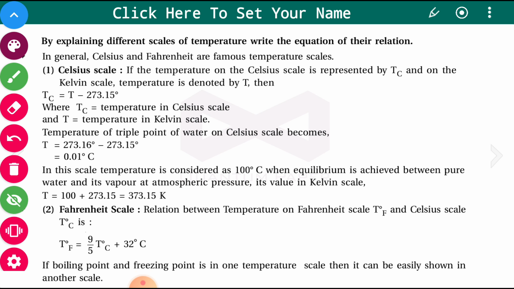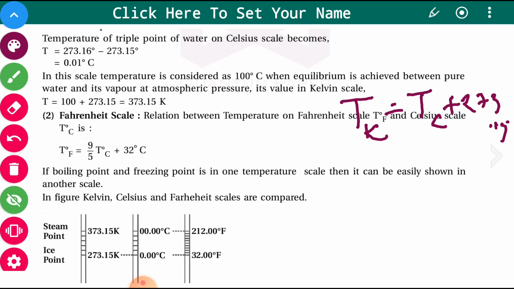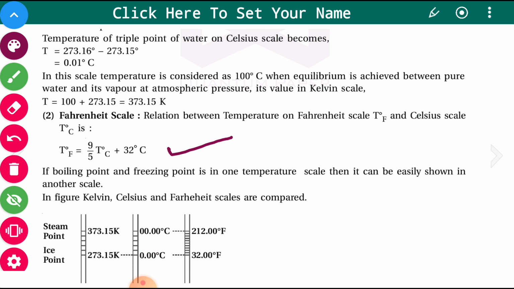If you want to convert the temperature to Kelvin, then temperature in Kelvin, Tk, is nothing but temperature in Celsius plus 273.15. This is very common, and you have used it sometimes. Now the temperature in the Fahrenheit scale, which I have explained earlier, is nothing but 9 upon 5 times temperature in Celsius plus 32.